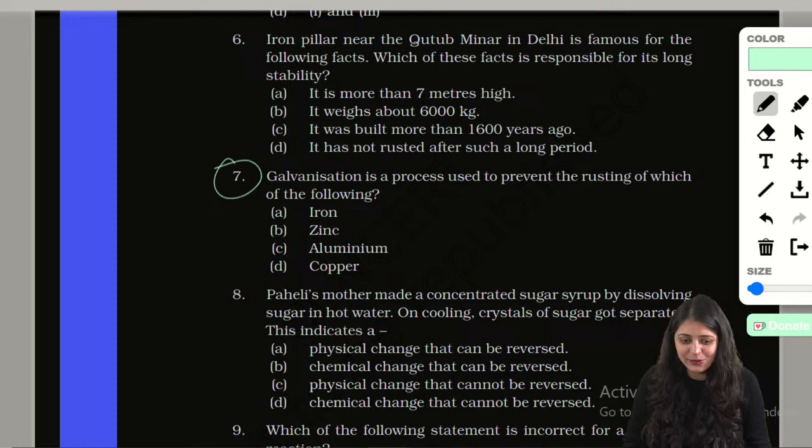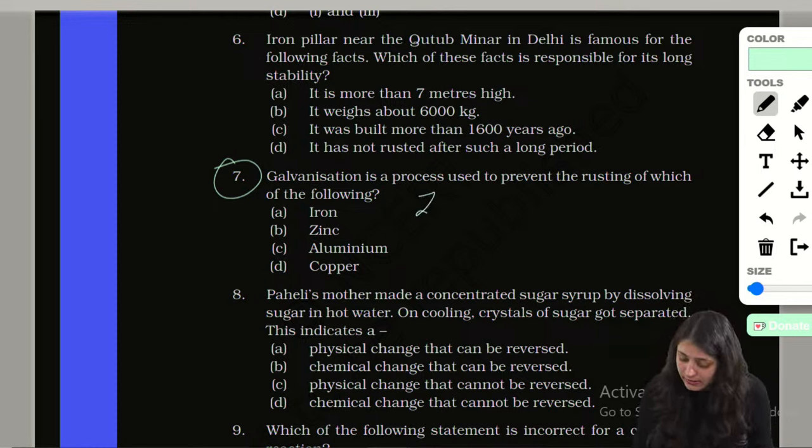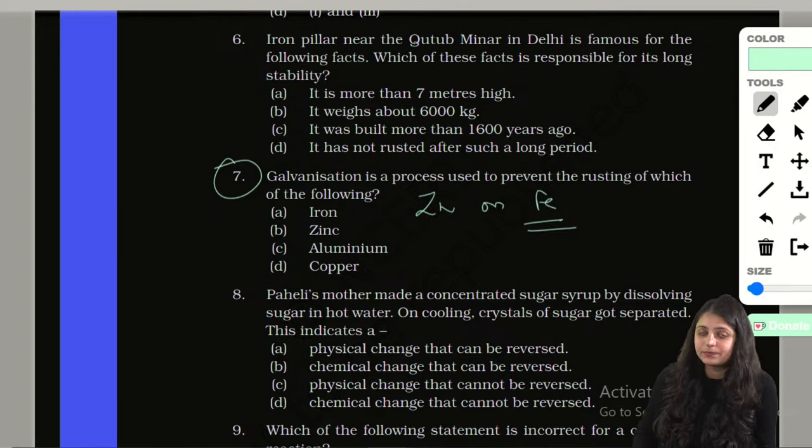E or B mein confused ho rahi. I knew for this question you people will get confused. Mostly students are saying A, some of you are saying B. Dekho, galvanization mein kya hota hai? Zinc on iron objects. Zinc ki coating aa gayi iron pe.